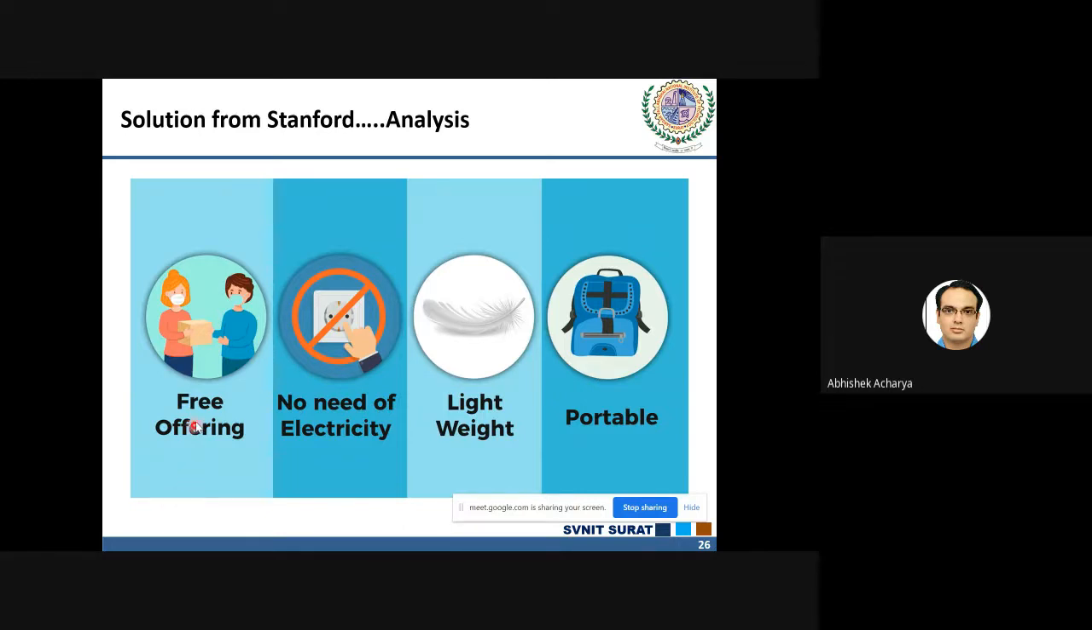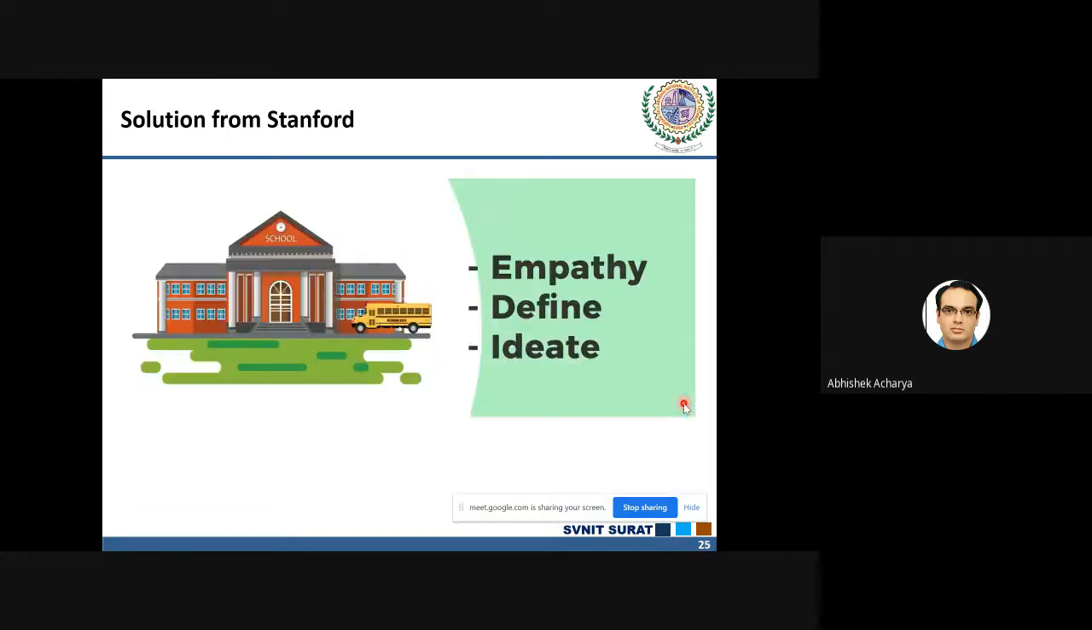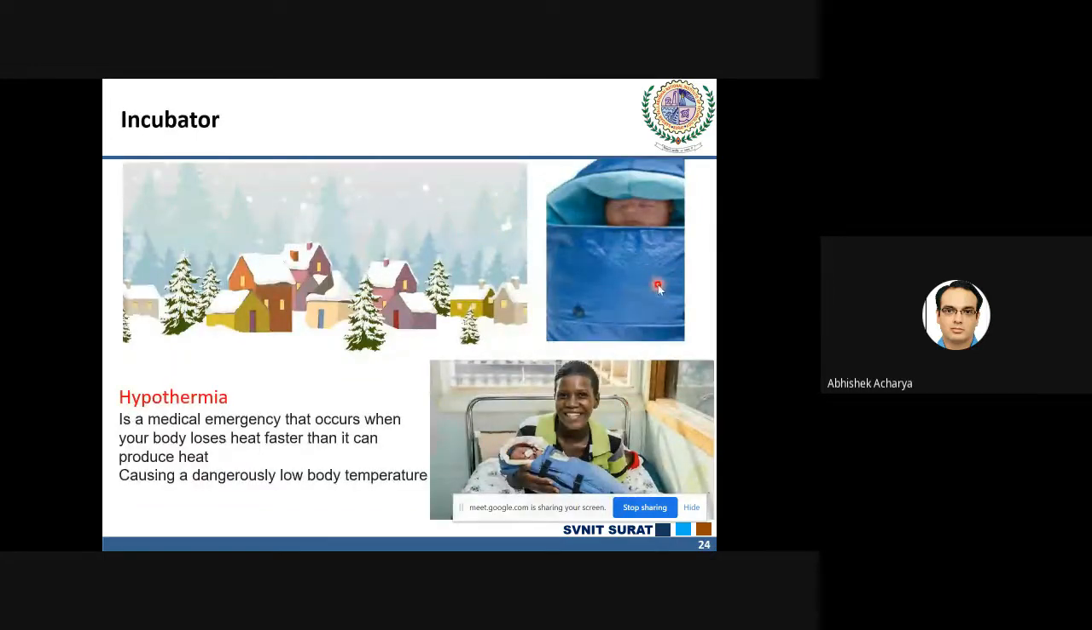So whether you will provide a free offering to them, or whether electricity was not there in some areas of that particular city or village, the incubator which you are going to design for a newly born baby should be lightweight, otherwise it will be very difficult to carry, or it should be portable, so that they can keep their babies inside the incubator and save their lives. If you look at the previous image which I have shown over here, this was the incubator, and this small baby is sleeping in this incubator, and this is how they were able to save so many lives in the areas where a lot of snowfall takes place.